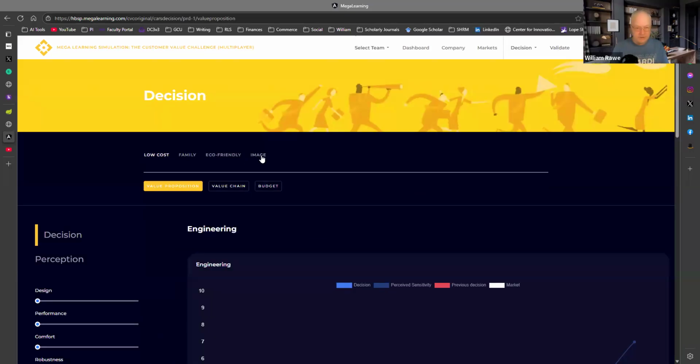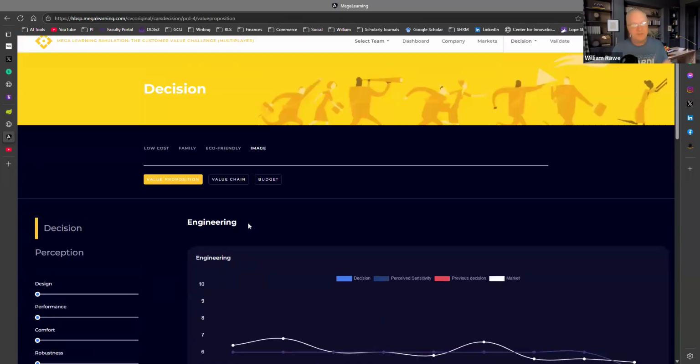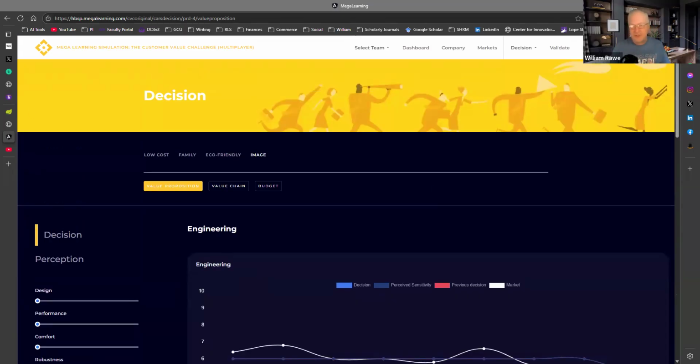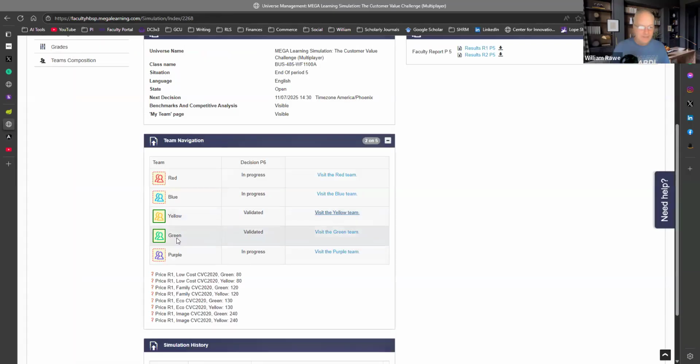Now, if you do this and decide, oh, I forgot to do something on my decision for my image cars, you can go back in and you can continue to work. It doesn't lock you out. But once you finish, you want to go back and validate. What validate does is it signals to me that you're ready to run the simulation. You see this solid green line around any of the teams tells me that those teams have validated.